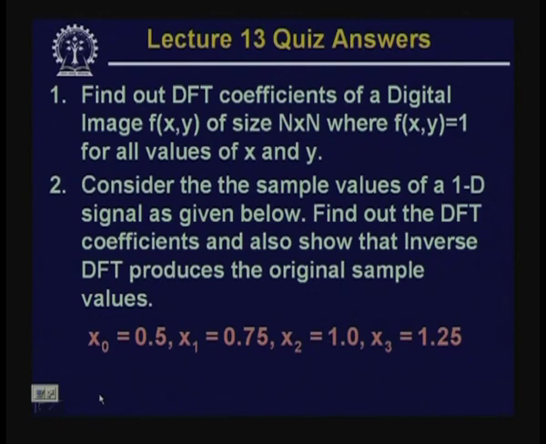Now, coming to the second problem: consider the sample values of a one-dimensional signal as given below. Find out the DFT coefficients and also show that the inverse DFT produces the original sample values. This is very simple. You simply replace these values in our DFT expressions. So, you get the DFT coefficients F0, F1, F2 and F3, and whatever values you get as the coefficients, you replace those values in our inverse DFT expression, and you will see that you can get back the same sample values.